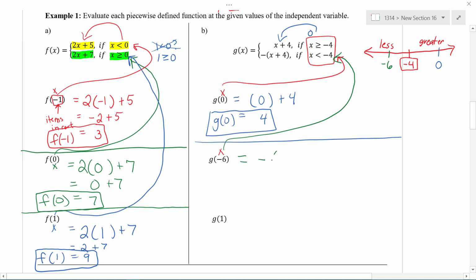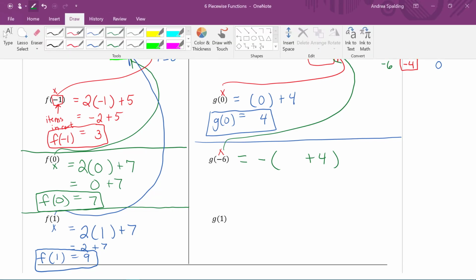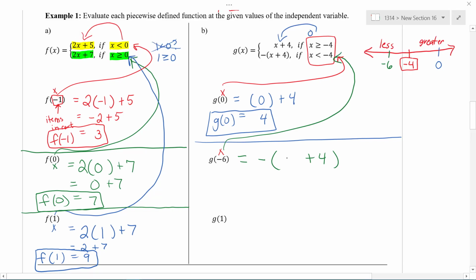So we're going to use negative parentheses plus 4, and the negative 6 that we're plugging in is going to go where the x is in that second equation. Okay, so let's simplify using order of operations. We're going to simplify inside of the parentheses first. Negative 6 plus 4 is negative 2. Negative negative 2 is a positive 2. So when we plug negative 6 into function g, into that piecewise function, we use the second equation, that bottom equation, and we get out a positive 2 for y.